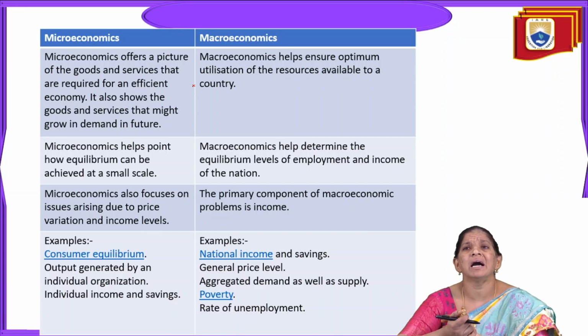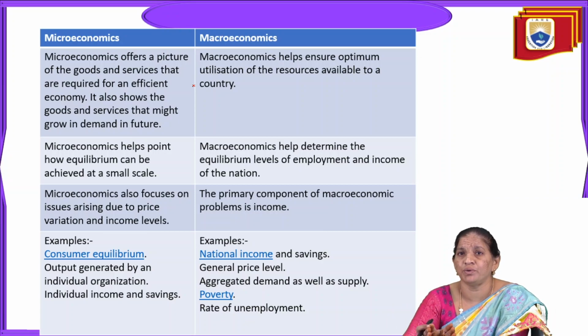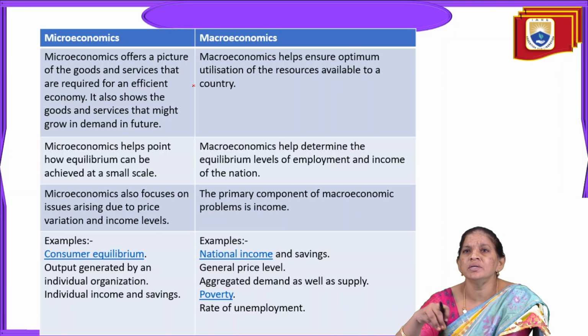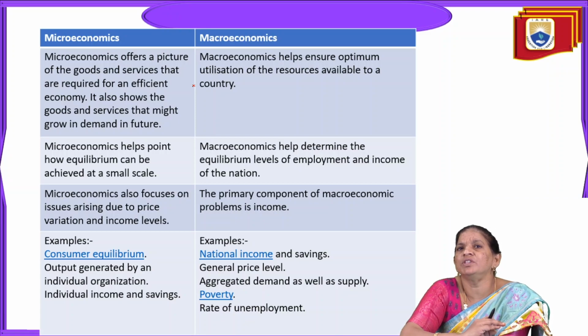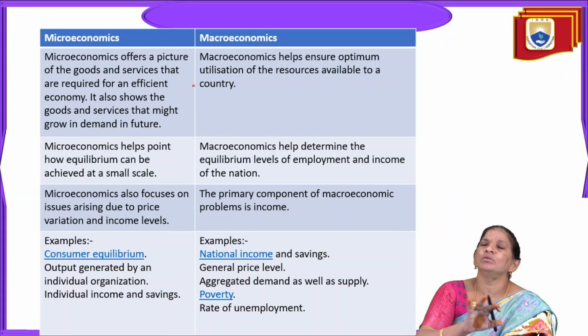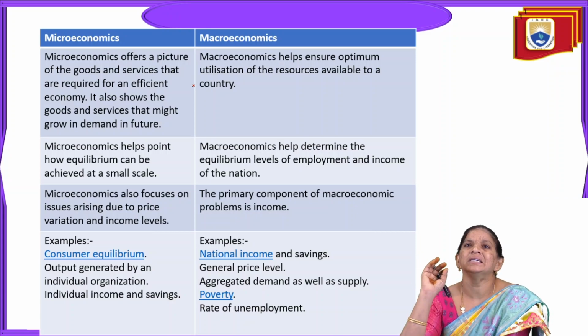But when it comes to the macro element, here it ensures the optimum utilization of the resources available in the country. Here I don't want to talk about an individual firm. Here I want to ensure the total stability of the nation. That means the total resources within the country should be perfectly utilized, and goods and services, without any fluctuations in demand and supply, must reach all the individuals of the country.